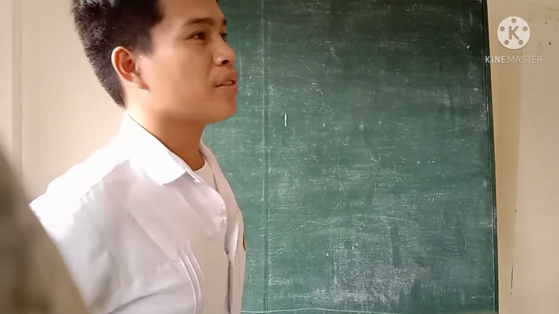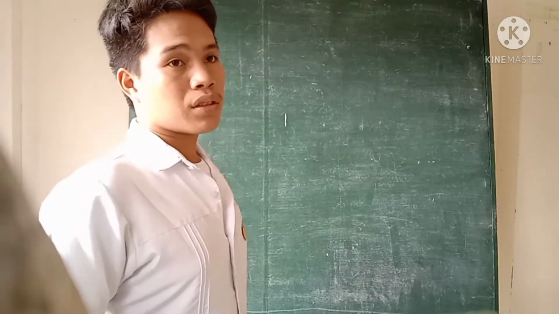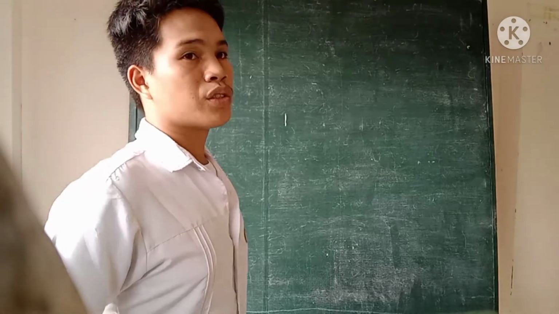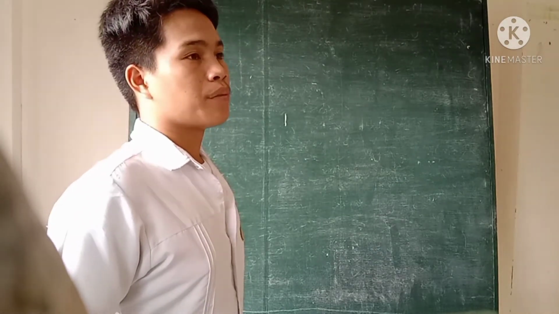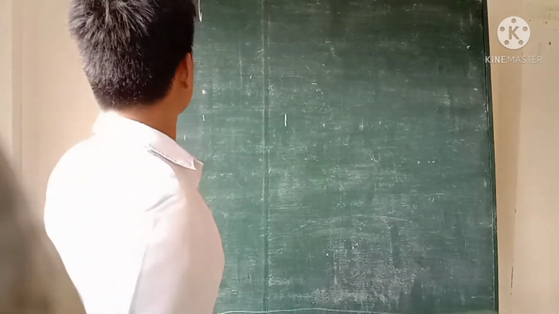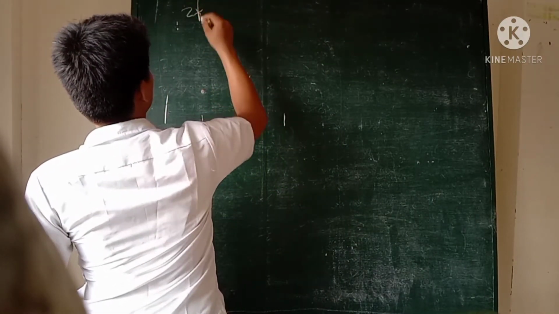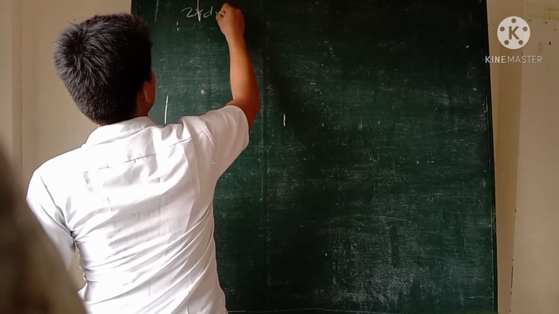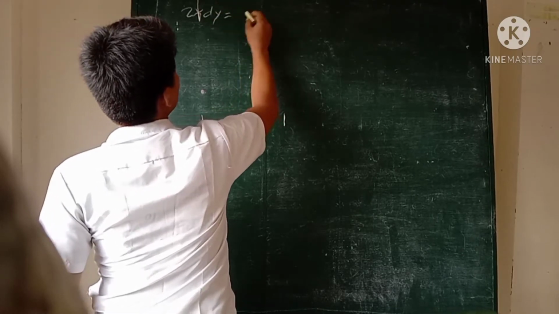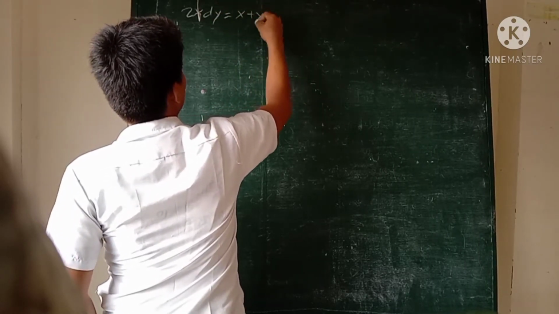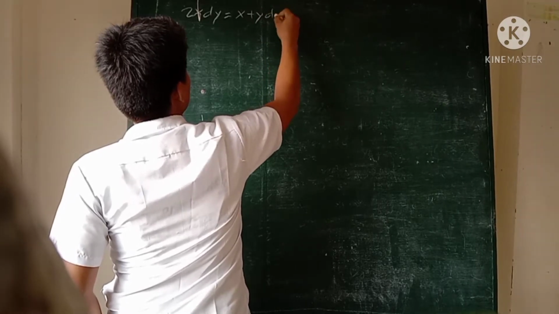So I'm here in front to discuss how to solve the homogeneous differential equation, problem number one. 2x dy equals x plus y dx.